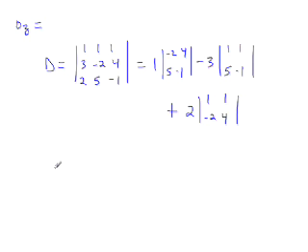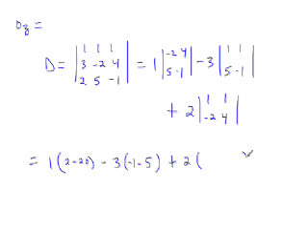So now we'll evaluate the expression that we have. We have 1 times this 2 by 2 determinant, which is positive 2 minus 20, minus 3 times its corresponding determinant, negative 1 minus 5, plus 2 times its determinant, positive 4 minus negative 2.